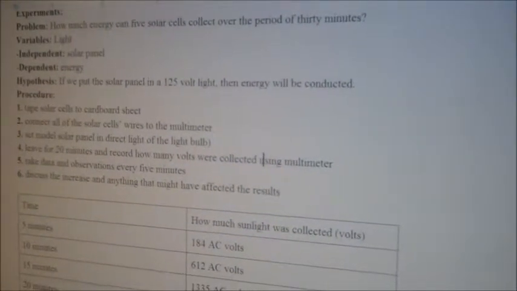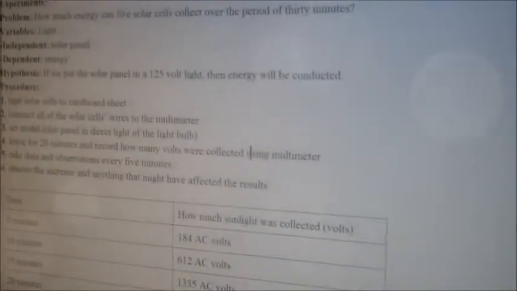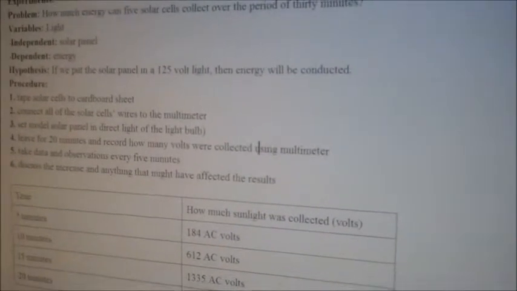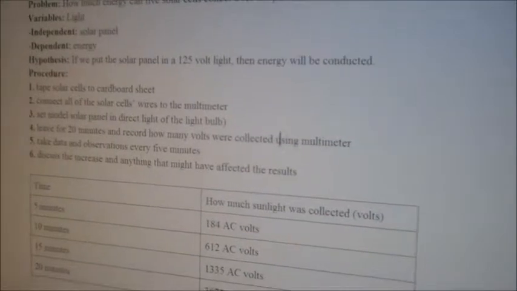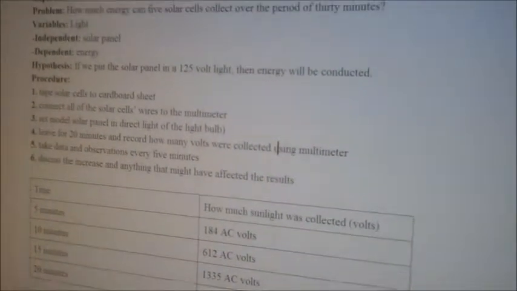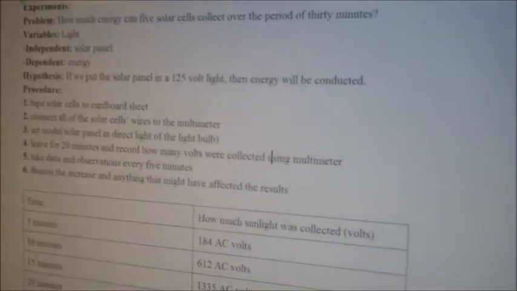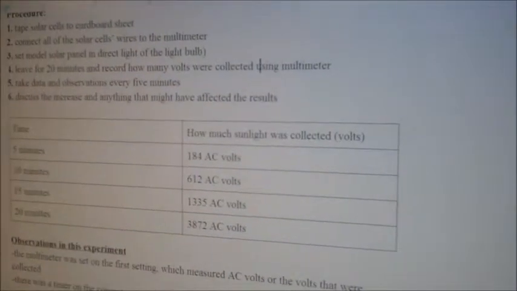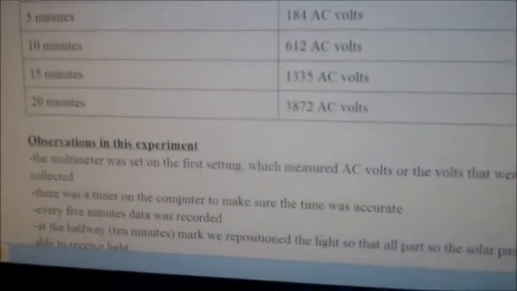We started by hooking up our prototype to this multimeter. Then we set up our makeshift sun and set a timer, recording what was on the multimeter every 5 minutes for half an hour. Our results are as follows. At 5 minutes we got 184 AC volts. For 10 minutes we got 612 AC volts.